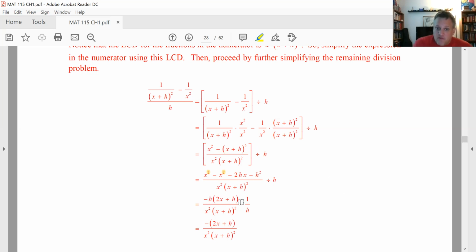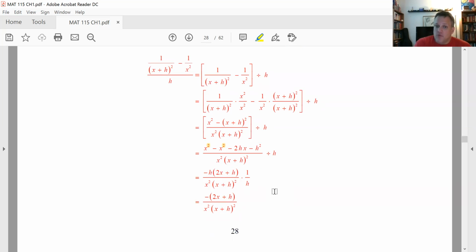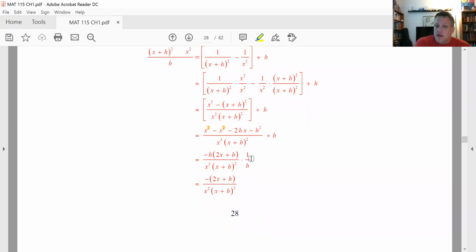And then once I've simplified that, I'm going to rewrite this as a product so that I could cancel even more. Remember, dividing by h is the same as multiplying by 1 over h. And once I've done that, this h and this h go. That leaves me with just negative 1 times the 2x plus h and that entire part of that LCD here. That's as far as you can go, right? You cannot get rid of this h with this h because they're not factors, they're terms. They're not being multiplied, they're being added in the top and bottom. Right? So this is considered to be simplified.